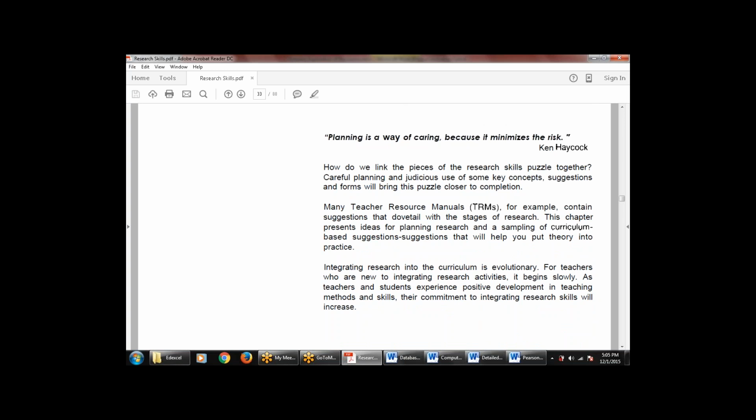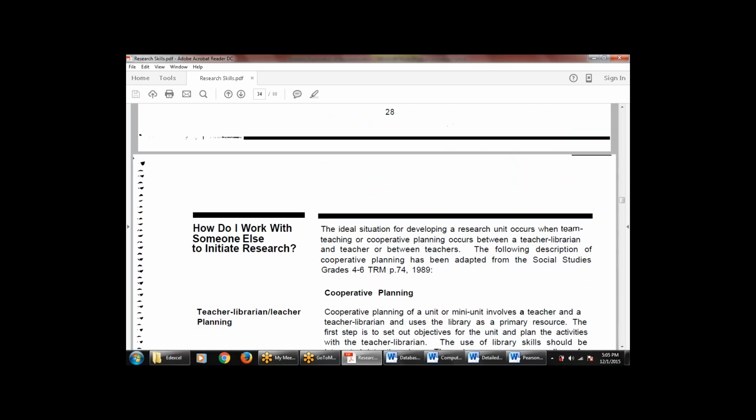When teachers and students experience a positive development in teaching methods and skills, their commitment to integrating research will increase. Whenever they find an increment in concepts and in the research skills, their commitment will increase.